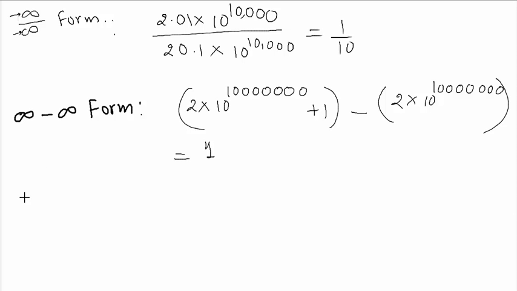In the same way, another indeterminate form is 1 to the power infinity. So how is it an indeterminate situation? How can we say that this is an indeterminate situation?